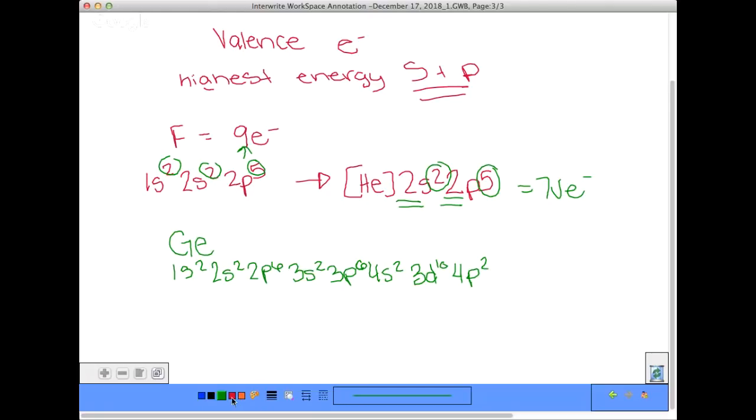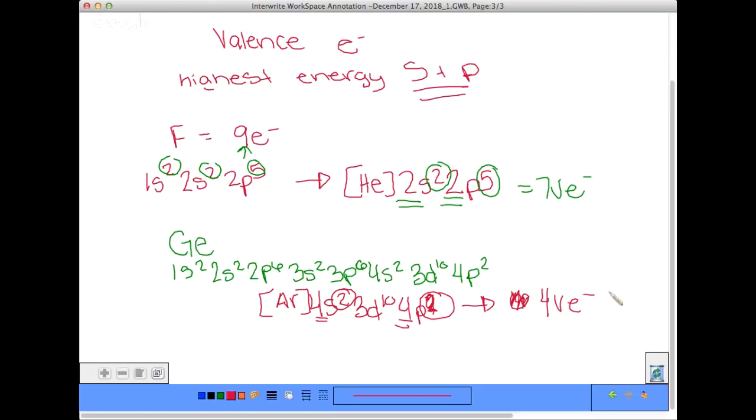If I were to rewrite this as my noble gas configuration, my previous noble gas is argon, and I see this as being 4s2, 3d10, 4p4. If I look again at my highest levels, I'm looking at my 4s right there, and what I see is that I have 2 and 4. So what I see is that I have, again, 6, excuse me, this should not be 4, this should be 2. Sorry, you guys. And so what I see is I have 4 valence electrons.